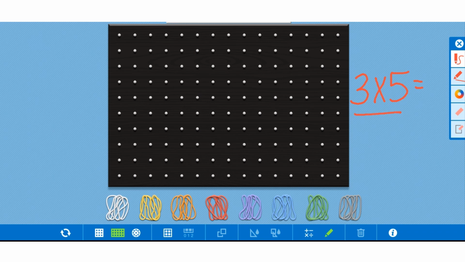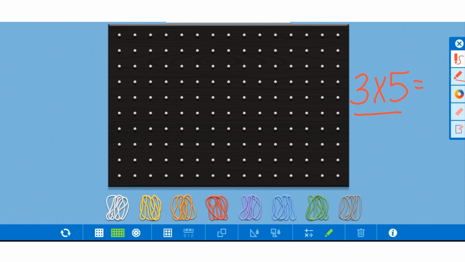Now we can say 3 times 5 in a couple of different ways. We can say 3 groups of 5, or 3 rows of 5, or 3 times 5. And I can represent that on this geoboard that I have here. You can use a regular piece of paper, or grid paper is really useful as well.